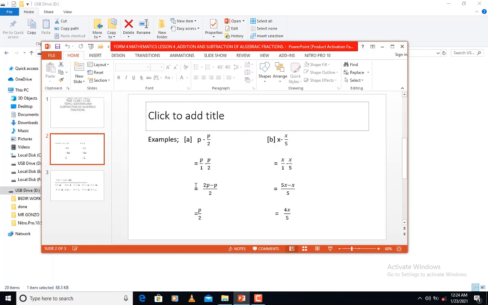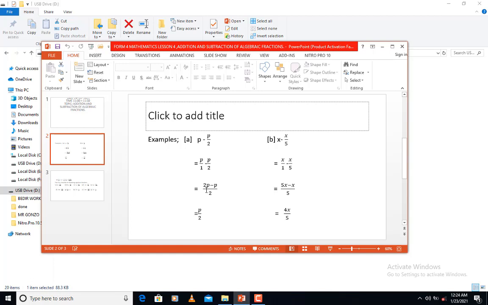Now let's apply the methods which we were discussing in the previous lesson. What is now the lowest common multiple? The lowest common multiple becomes 2. 1 into 2 is 1, 1 multiplied by p is p. 2 into 2 is 1, 1 times p is p.